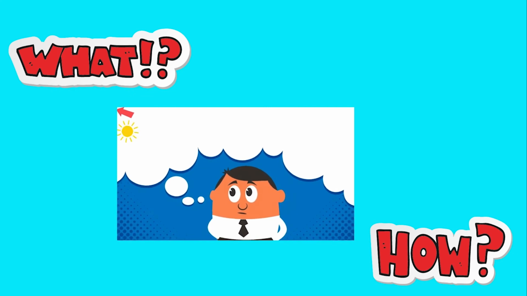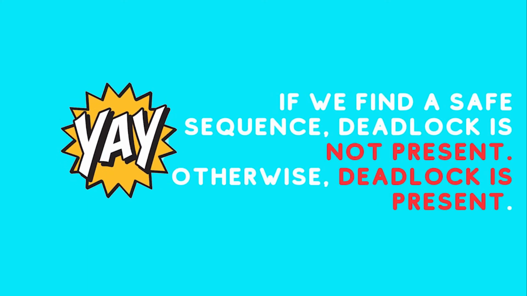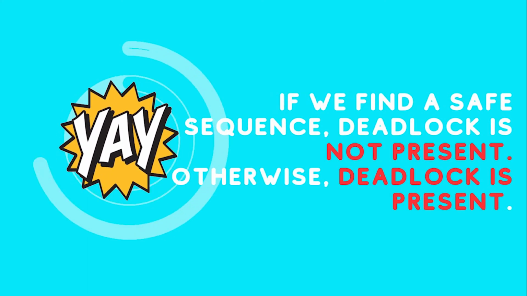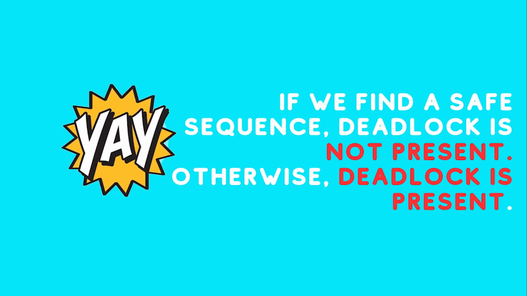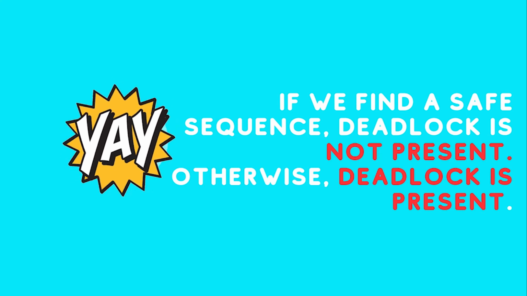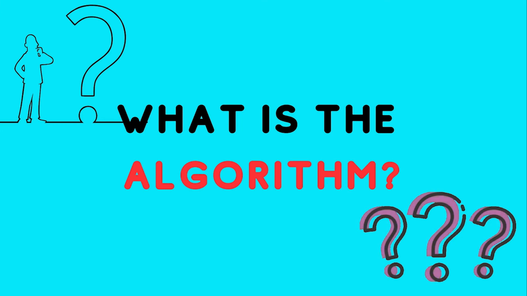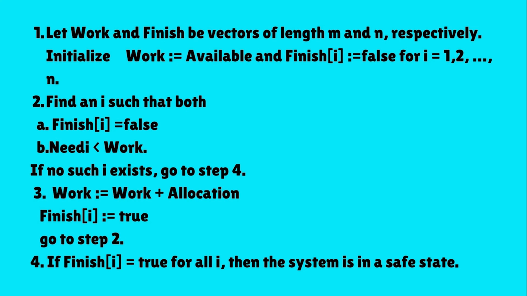And if you're wondering what the safety algorithm is, we'll just get there. It is the algorithm that is used to find out whether or not a system is in a safe state. That is its main essential job. So now that we know that, if we find the safe sequence, deadlock is not present. But in case we don't find a safe sequence, it means that the deadlock is present. And what is this algorithm and how does it even work, if you're wondering? We'll get there right now.